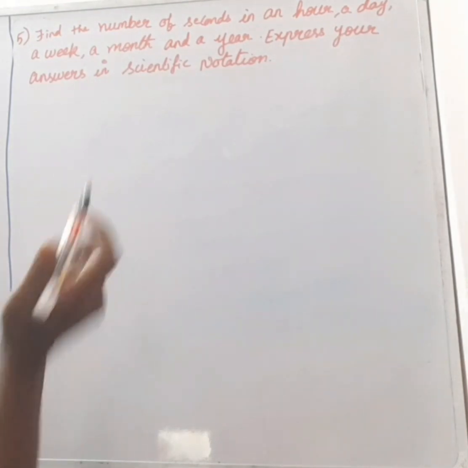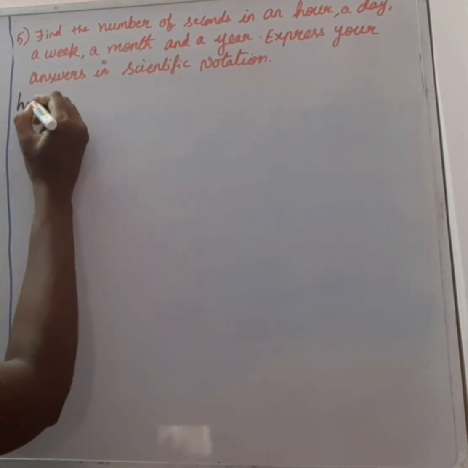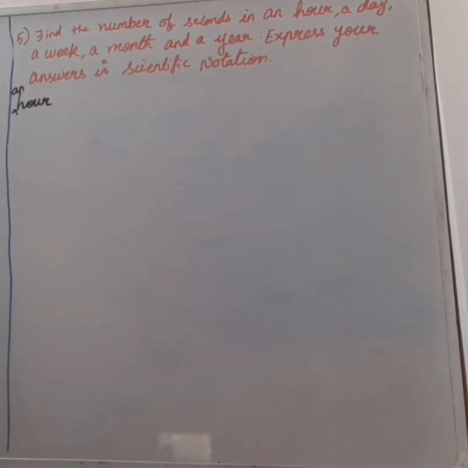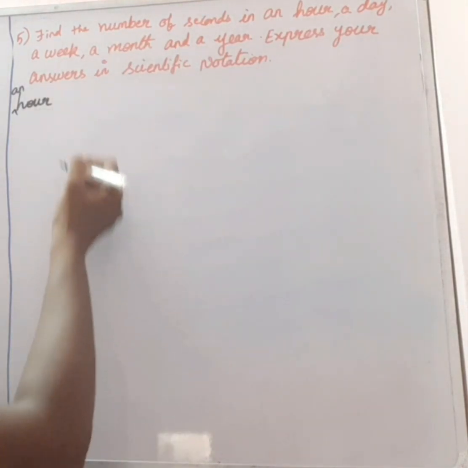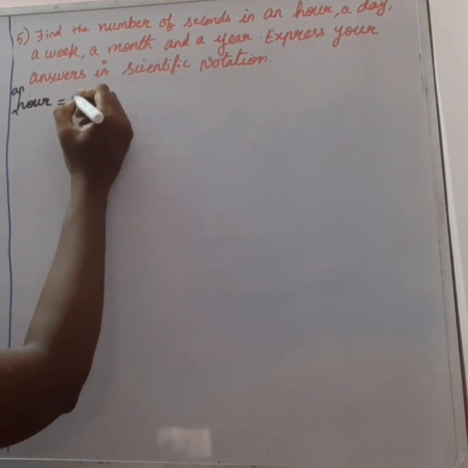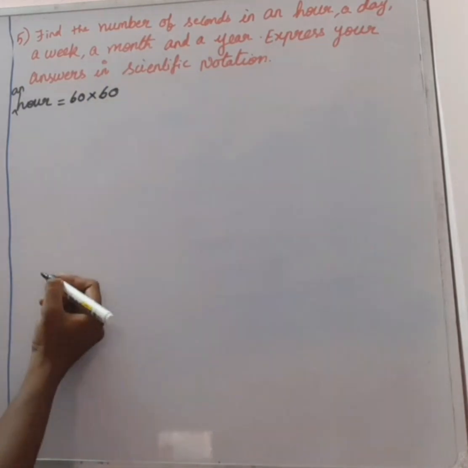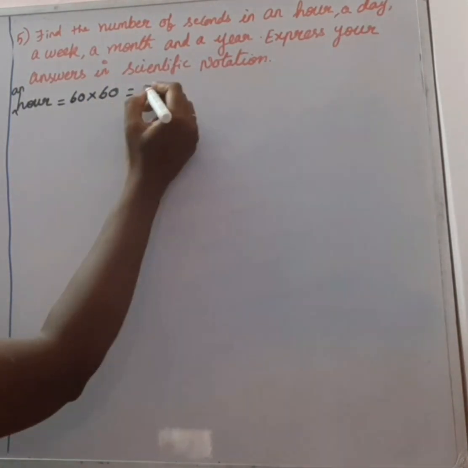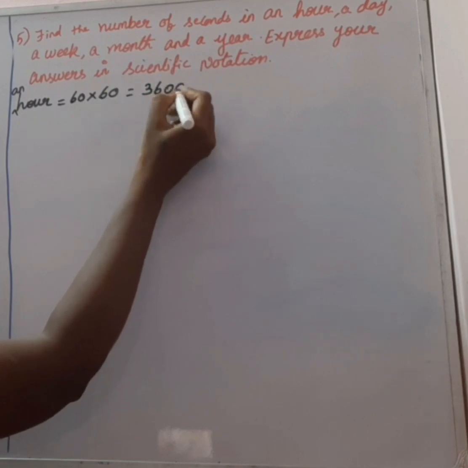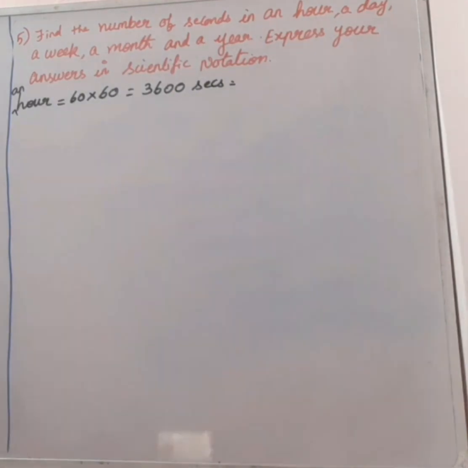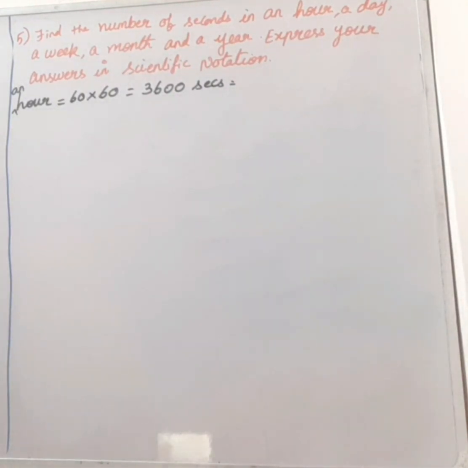Okay, so let us see hour, that is an hour. An hour is equal to how many minutes and how many seconds? 60 minutes and 60 seconds. So we get 3600 seconds. Write it in scientific notation. This is a whole number only. So it is so easy for doing, isn't it?